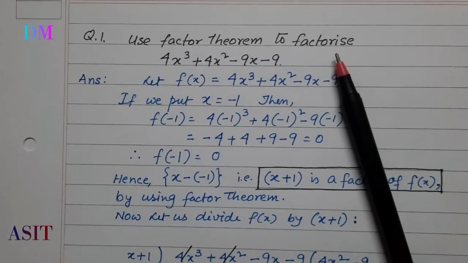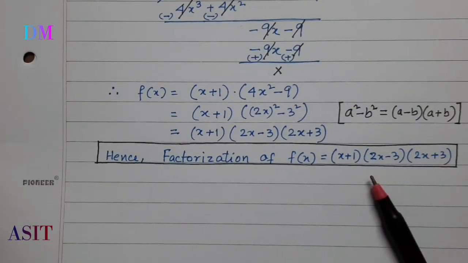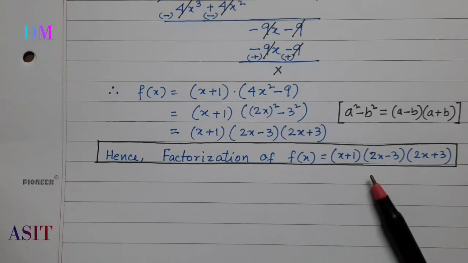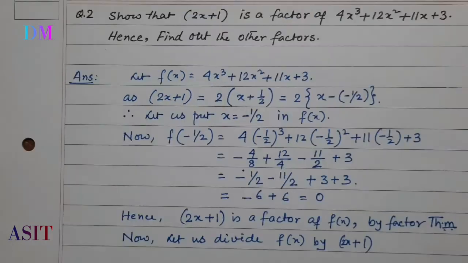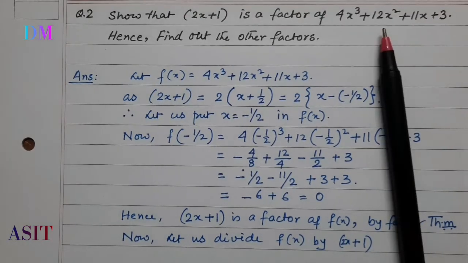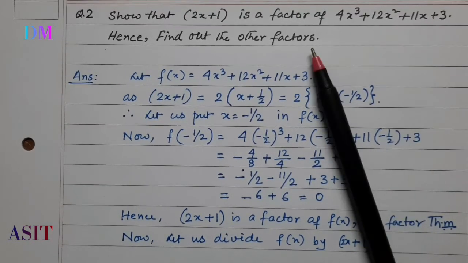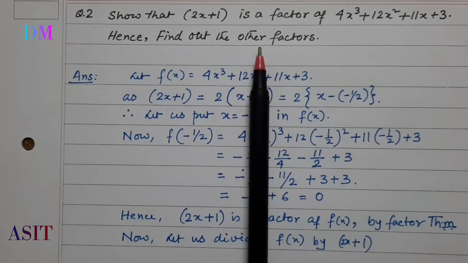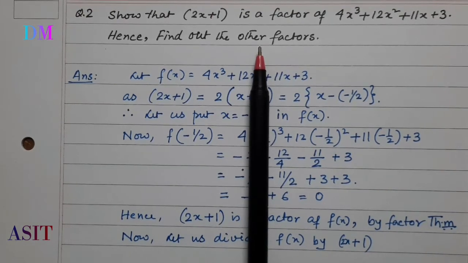Now we can see that the question is to factorize the given polynomial. That is why in the answer also we need to mention the factorization of f(x). Now our next question is, show that 2x plus 1 is a factor of this polynomial. Hence find out the other factors. Now in this question, we need to find out the other factors, not to factorize the polynomial. So in the answer also we need to mention the other factors.